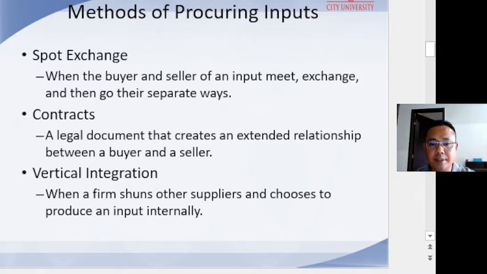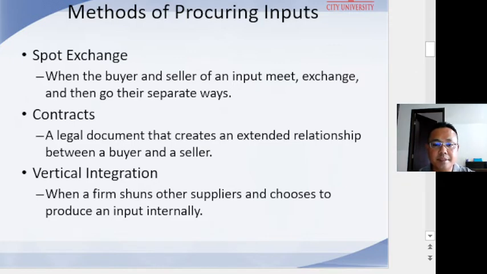So one method of acquiring input is to use spot exchange. Spot exchange occurs when the buyers and sellers of an input meet, exchange, and then go their separate ways. So if the managers of a car rental company simply take a car to one of many firms that provide automobile service and pay for the services, the manager has used spot exchange to obtain automobile servicing.